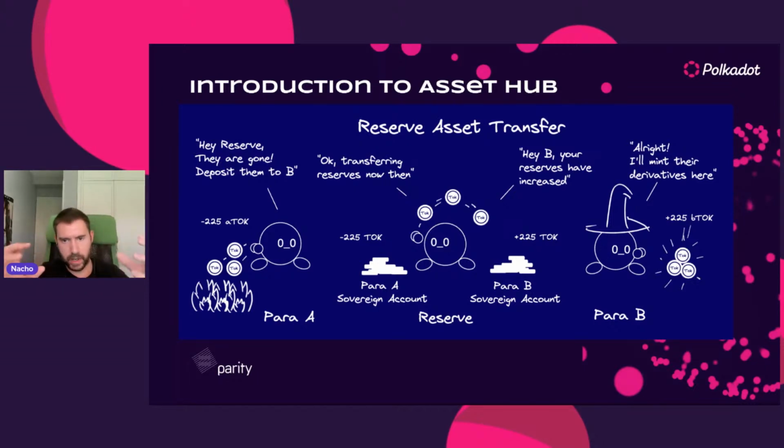Then here is where the trustable part happens. Instead of burning and minting the same token in parachain A and parachain B, the tokens are burned in the sovereign account of parachain A and are minted in the sovereign account of parachain B. When parachain B detects that those assets have been minted in the reserve, they can mint the assets on their side.